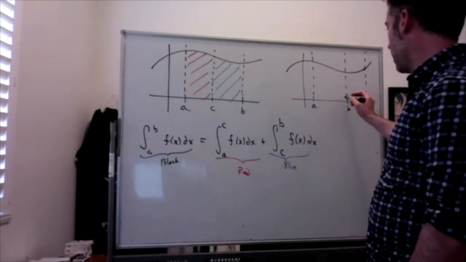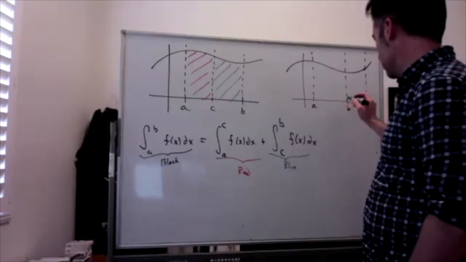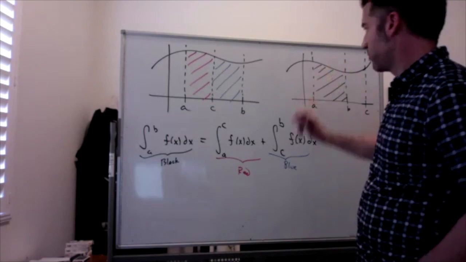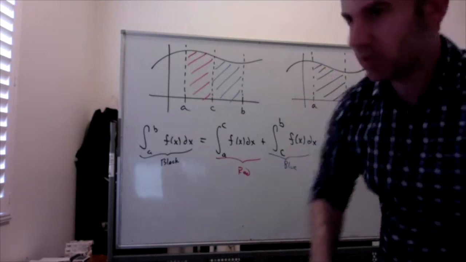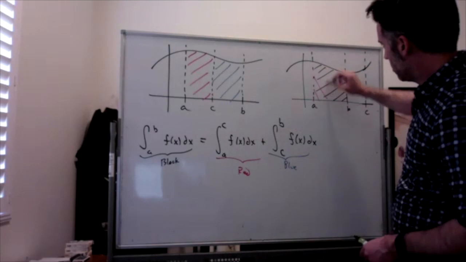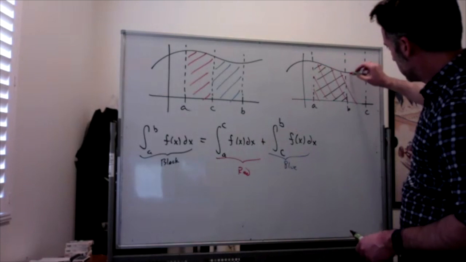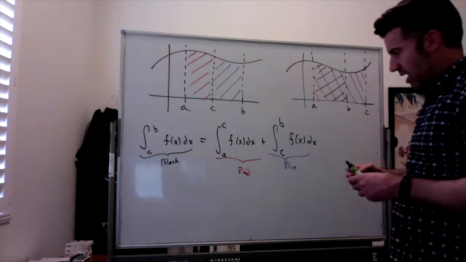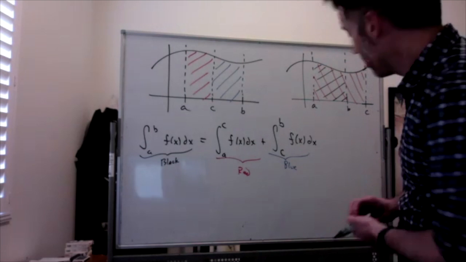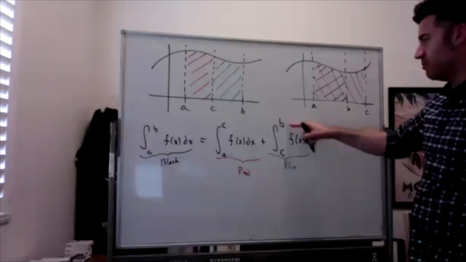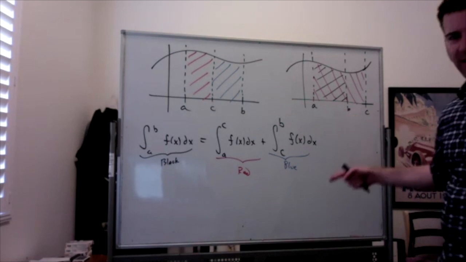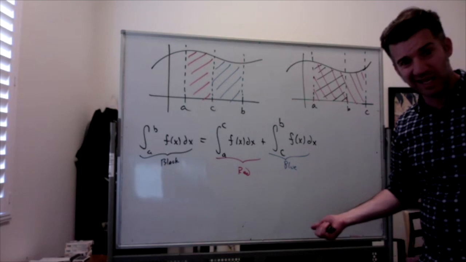maybe black's the wrong choice, is equal to the area in red, and I'm not going to color the area in blue because it's actually kind of a problem. Right? The integral from C to B, well, when you go from right to left, that gives you a negative.